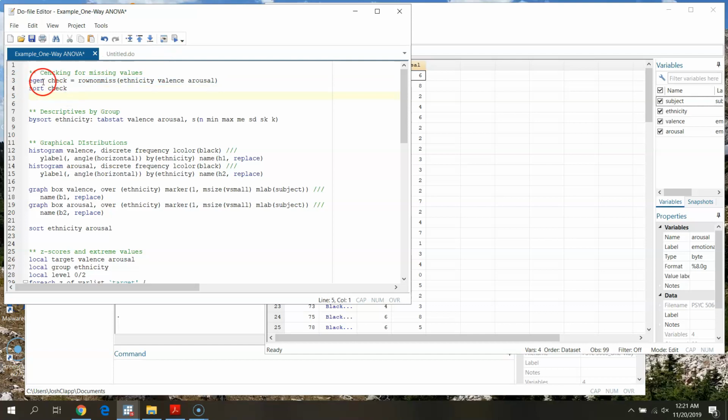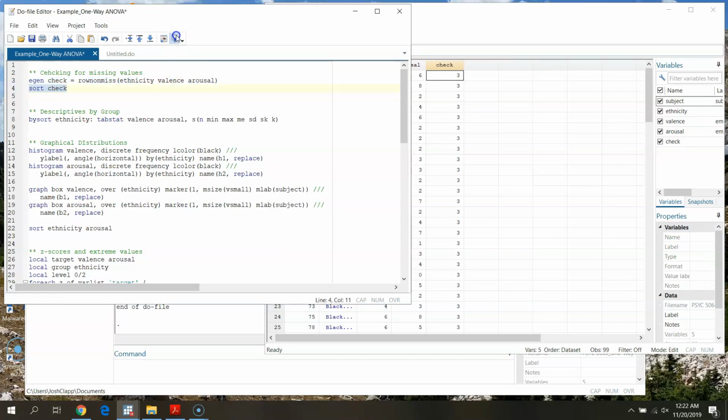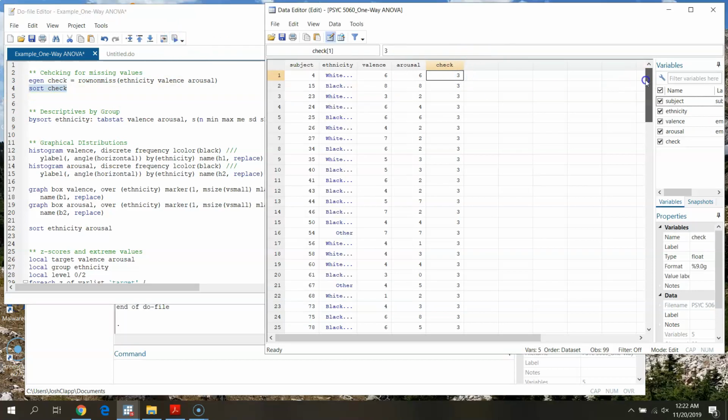So again, the egen, recall, is a command to generate a variable. We're going to name this variable check, and we're going to say insert the value for non-missing data for ethnicity, valence, and arousal. So if I highlight that and run it, we see that we get my check variable, and I've got a value of 3 for my check. We just want to go through, and now we're going to sort by this check value, and we see that we have no missing data here.